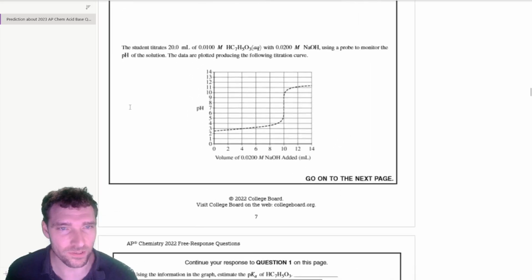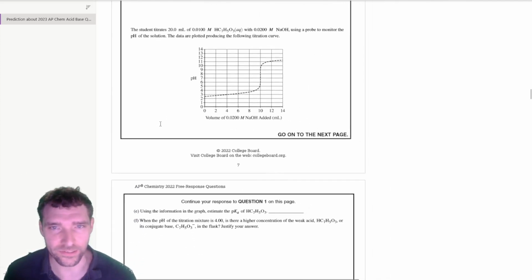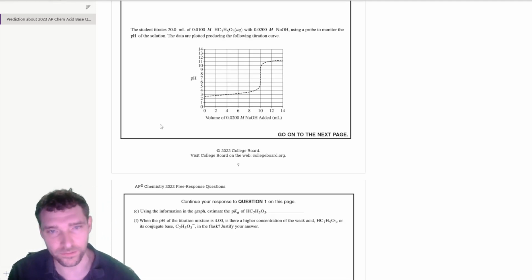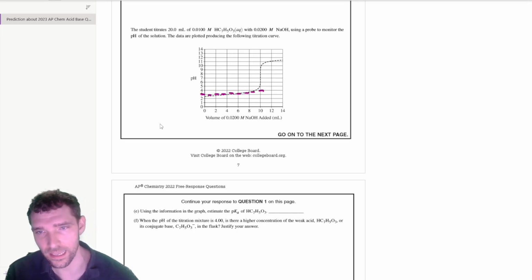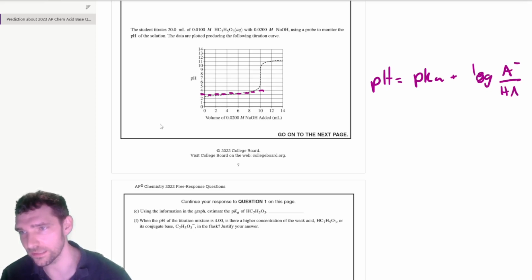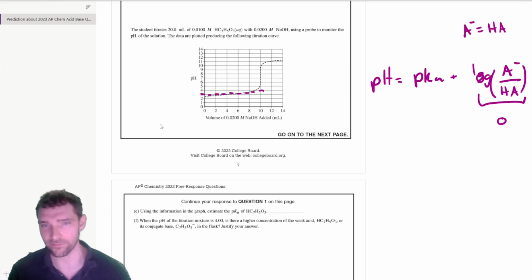But you can see this first question is very manageable. Super manageable. So they give you a graph, and then they ask you from that graph to tell them what the pKa is. So if you know that an ideal buffer is when we have this plateau, and if you know like your pH is equal to your pKa when the log of A minus over HA, when that whole value is zero. That's when A minus is equal to HA, or like half of HA has turned into A minus. So this is at the half equivalence point.